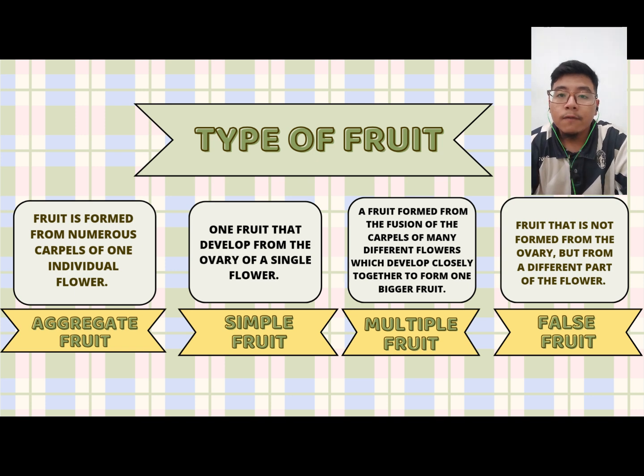The third one is false fruit, a fruit that is not formed from the ovary but from a different part of the flower. The last one is the aggregate fruit, a fruit formed from numerous carpels of one individual flower.